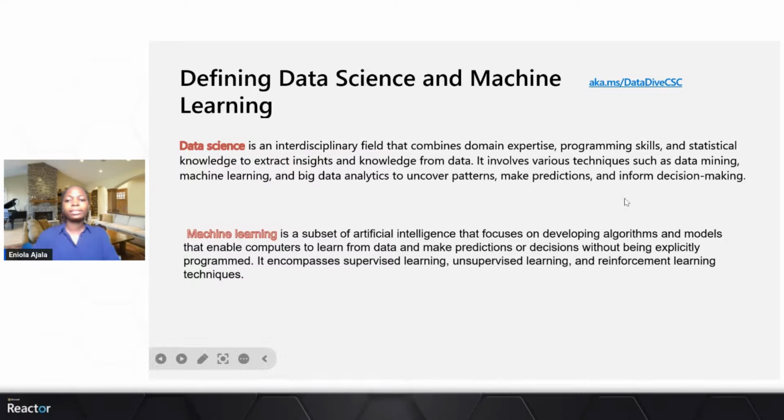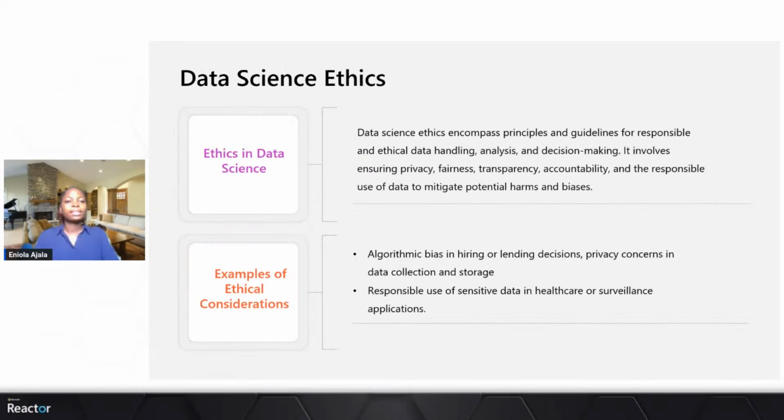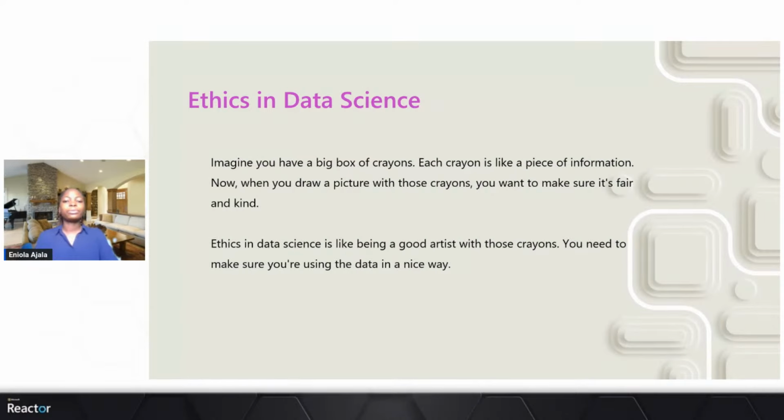And I will be showing the next slide now on data science ethics. Data science ethics is like imagining yourself having a box of crayons, and each crayon in that box represents information. What is information? Basically, information is processed data. After you've gotten your data and processed it, that is the information. Now that you draw a picture with those crayons, you want to make sure that anything you draw with them is fair and kind.